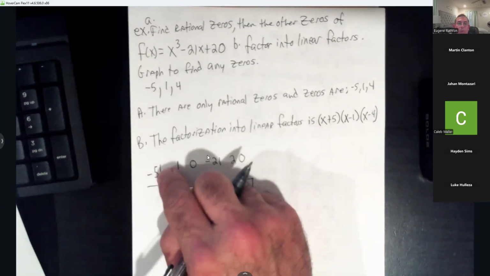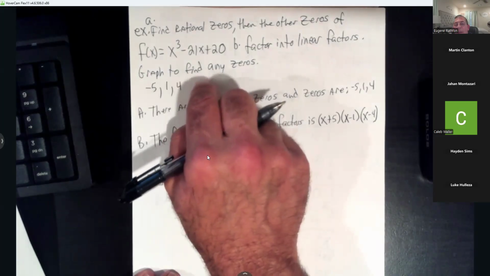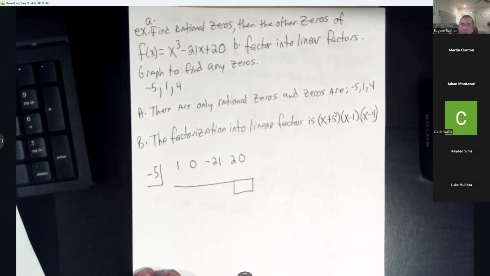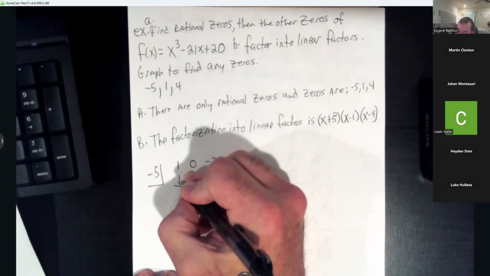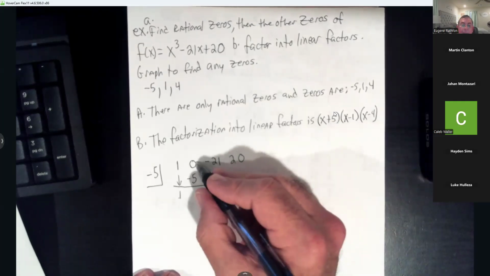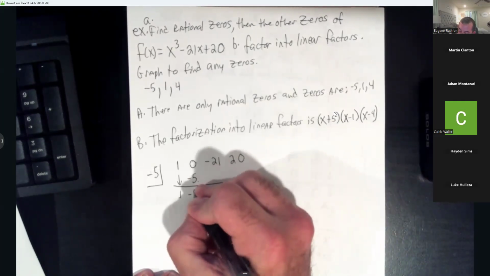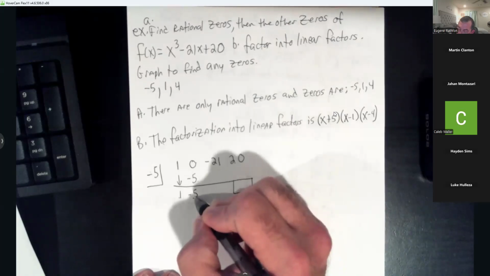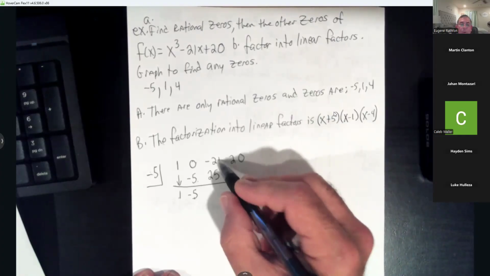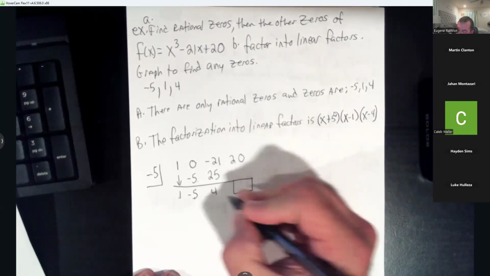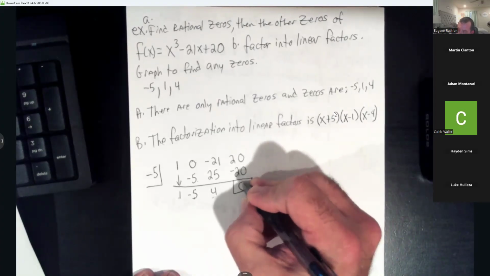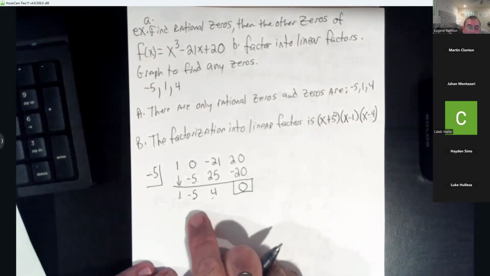So y'all, I'm just going to do this one real quick, because if you were able to find one of them, this would be how you get the other two, okay? You would do the synthetic division. So bring the 1 down. 1 times -5 is -5. 0 plus -5 is -5. -5 times -5 is 25. -21 and 25 is 4. And then 4 times -5 is -20, which gives me a 0 remainder.